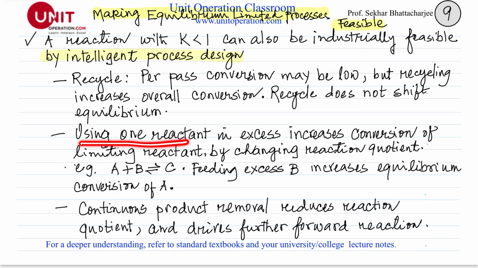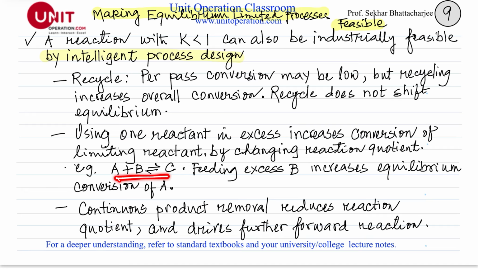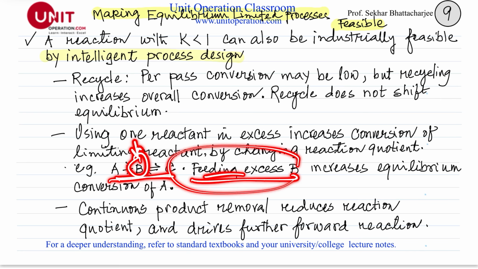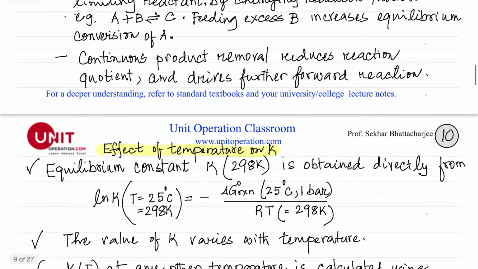Using one reactant in excess increases conversion of the limiting reactant by changing the reaction quotient. Remember the activity ratio, raised to the stoichiometric coefficient. Let's say for this one, it is equilibrium limited, but if we feed excess of B, it will increase equilibrium conversion of A. Continuous product removal reduces the reaction quotient and drives further forward reaction, let's say by condensation, or separation in a distillation column, or by extraction.